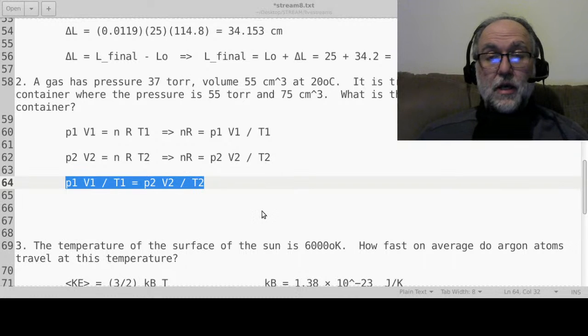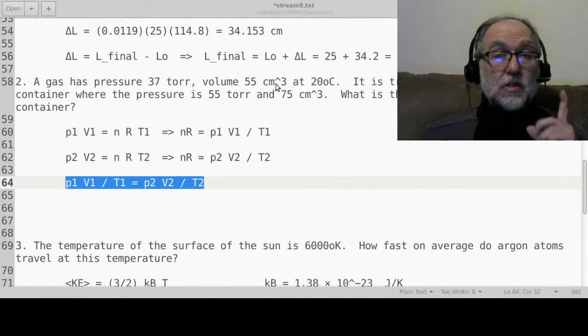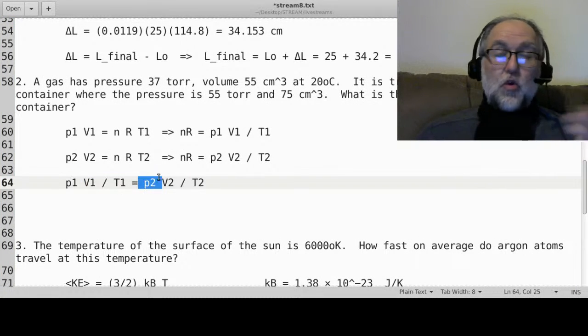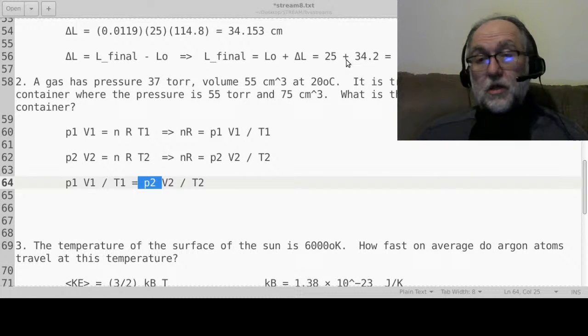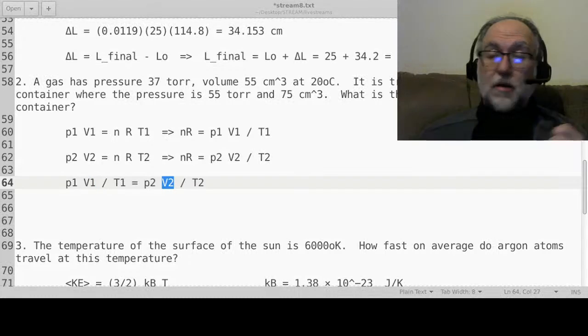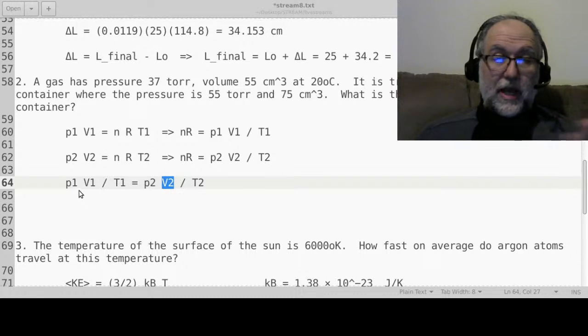The beauty of that equation is that you can plug in the numbers here. You don't have to worry about the units as long as they're consistent. So, if P1 is measured in torr and P2 is measured in torr, it works out because the torrs on both sides would cancel. If V1 is measured in cubic centimeters and V2 is measured in cubic centimeters, it works out. It could be milliliters. As long as V1 and V2 are in the same units, they'll cancel out.